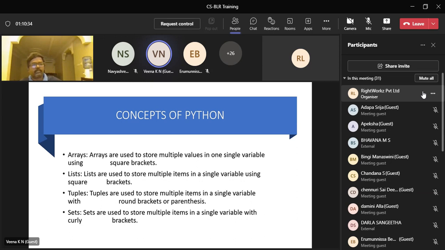concepts which are main topics like arrays, lists, tuples, and sets. Arrays are used to store multiple values in one single variable using square brackets. Lists are used to store multiple items in a single variable using square brackets. And tuples are also used to store multiple items in a single variable with round brackets or parentheses. Sets are used to store multiple items in a single variable with curly brackets. These are the concepts of Python.